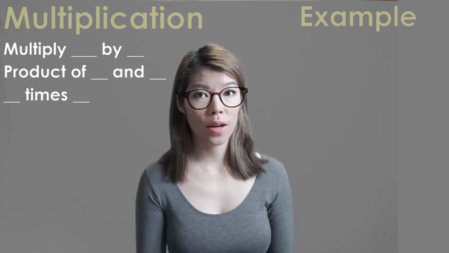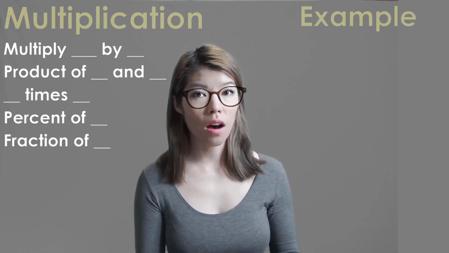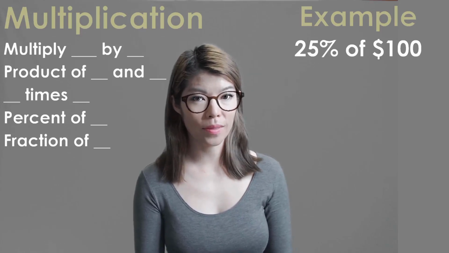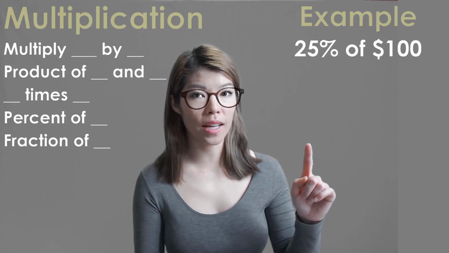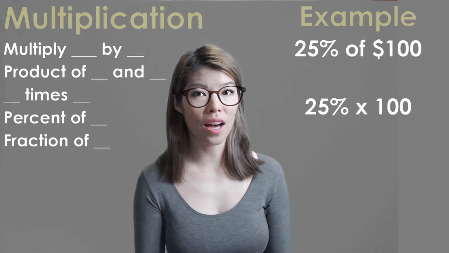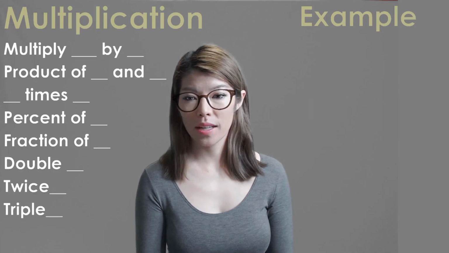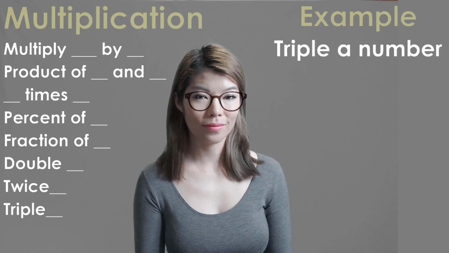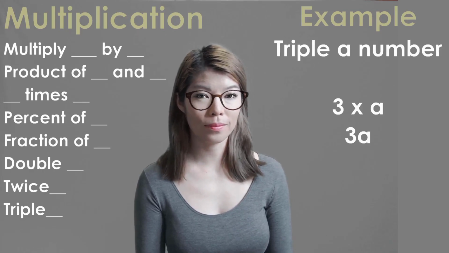Sometimes we multiply when we find the percent of or the fraction of. So when we see the word of, it means multiply. For example, 25% of 100 means 25% times the 100. We also have to multiply when we see double, twice, and triple. Such as triple a number would mean 3 times that number.